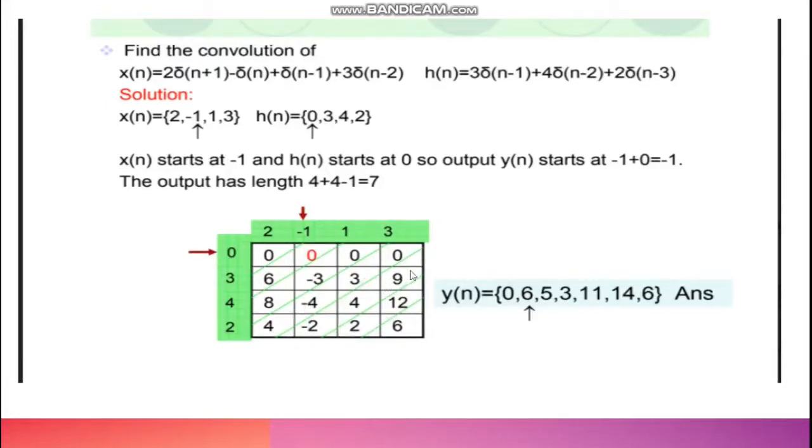Now our next element can be found by adding 9 plus 4. 9 plus 4 is 13. 13 minus 2 is 11. And our next element can be found by adding 12 plus 2, that is 14. And this last element will be 6.